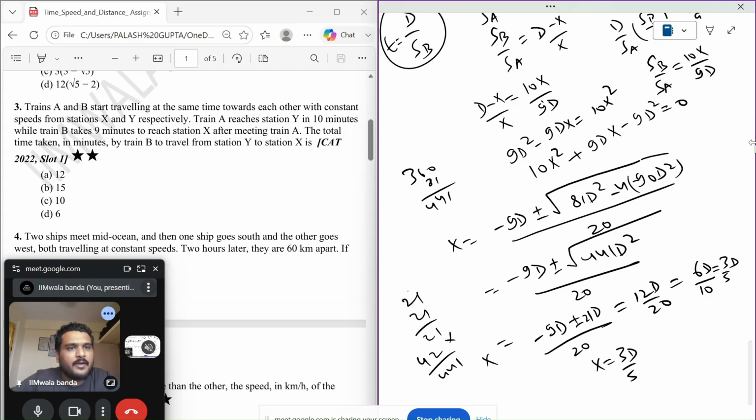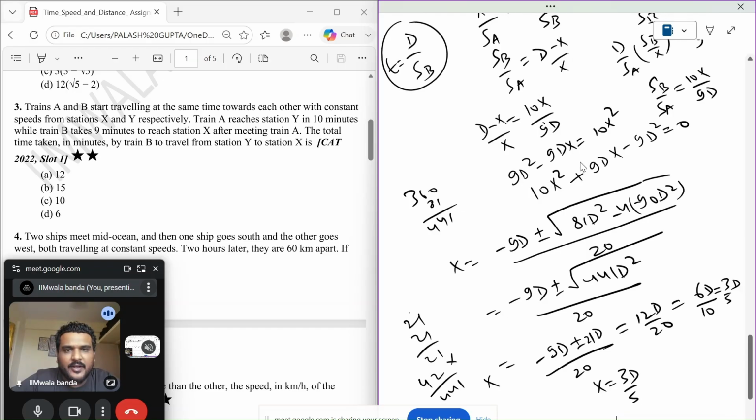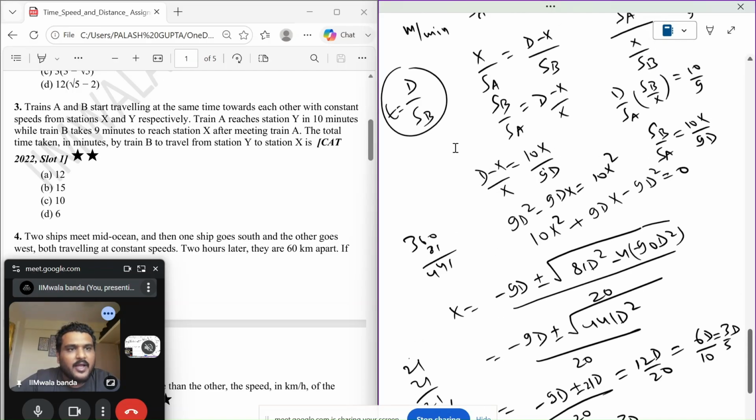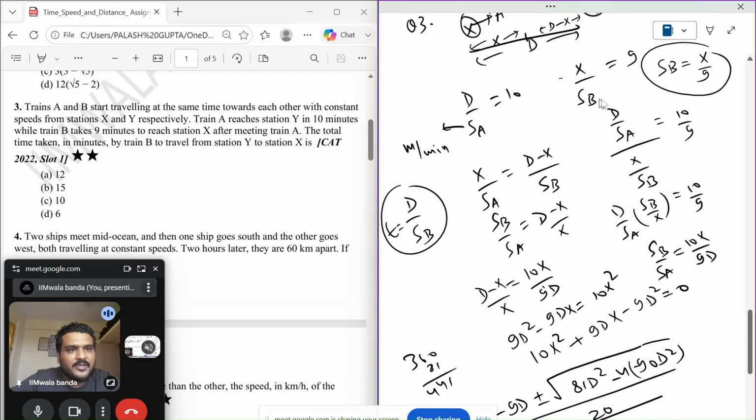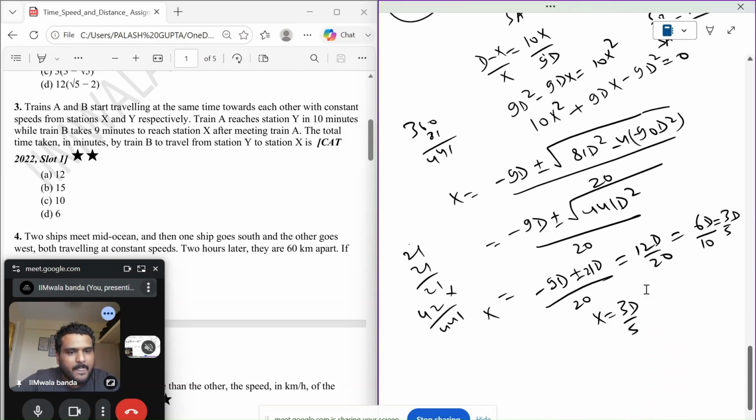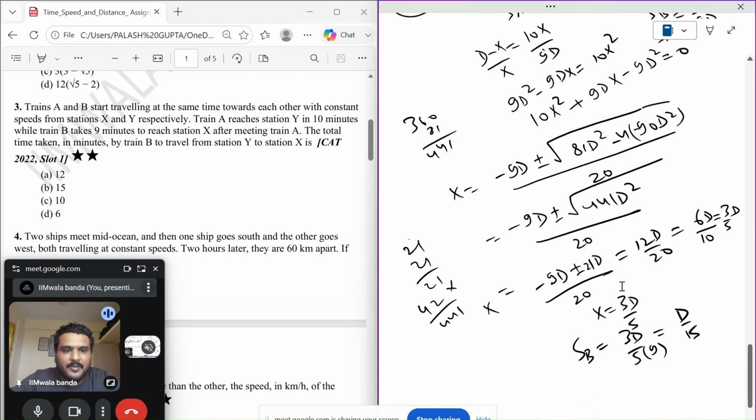Now I've got x. I need to find time, D upon SB. I need SB, which is x by 9. So SB is x by 9, or D by 15. And I need time, which is D by SB. We got the answer: D by SB, or D by D by 15, or 15. 15 minutes is the answer.